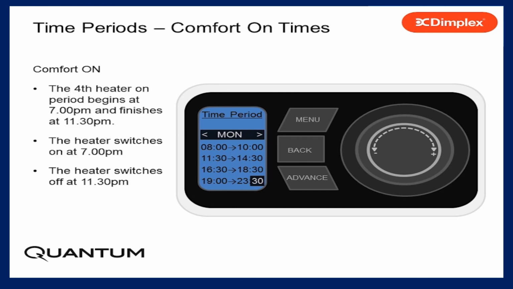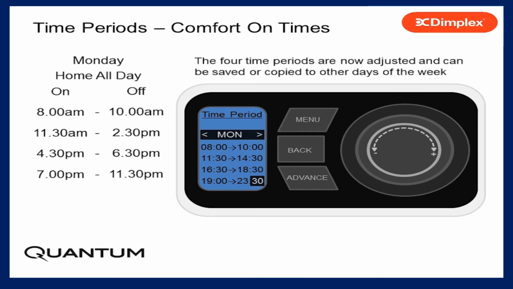Comfort is on. The fourth heater on period begins at 7 PM, finishing at 11:30 PM. So the heater will switch on at 7 PM and then switch off again at 11:30 PM. The four time periods are now adjusted and can be saved or copied to other days of the week.